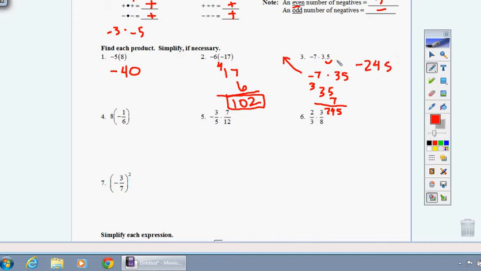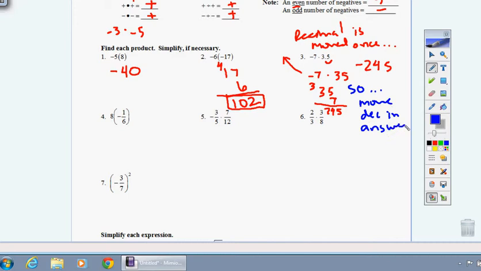Okay, but remember, I moved the decimal over once. So if the decimal is moved once, move the decimal once back in the answer. So my answer is not negative 245. I have to move the decimal back one, so my answer is actually going to be negative 24.5.